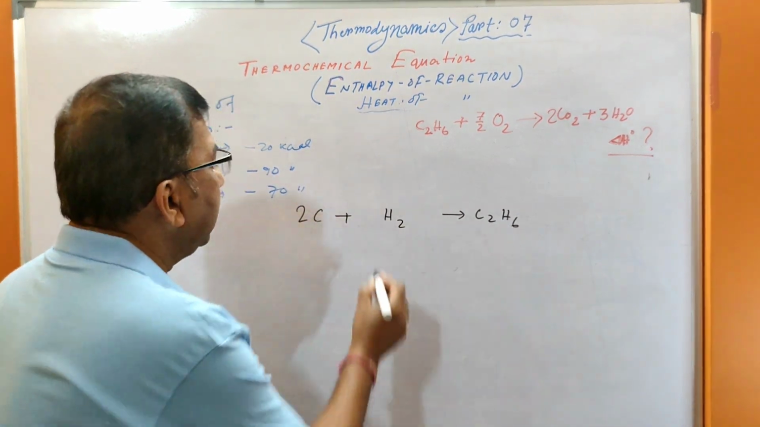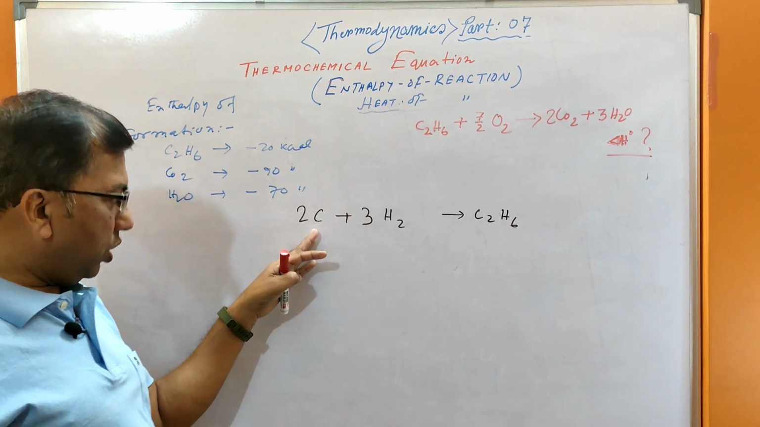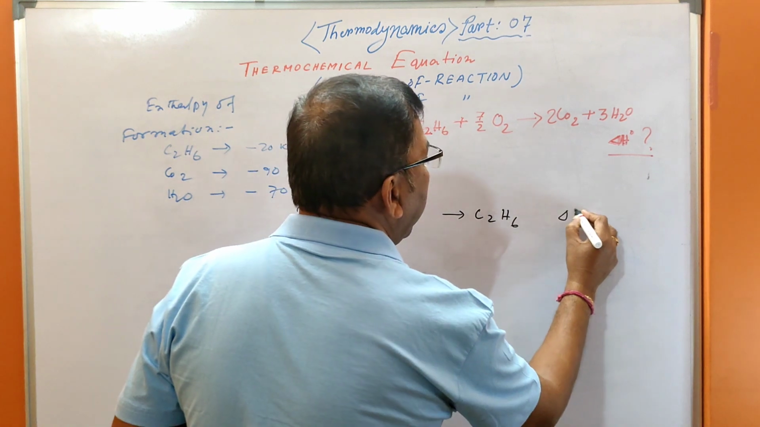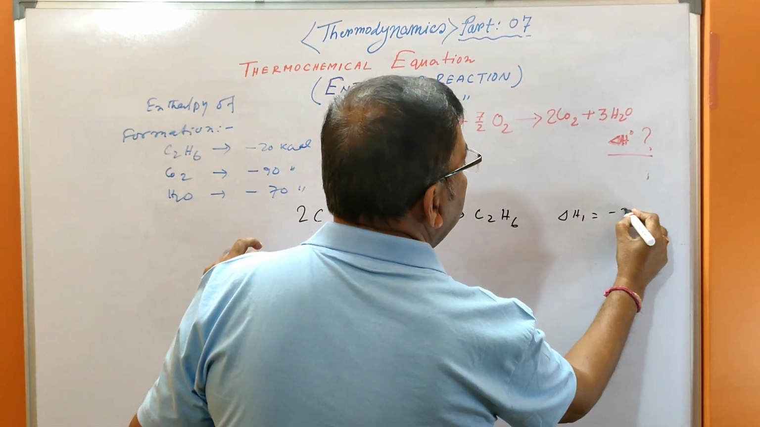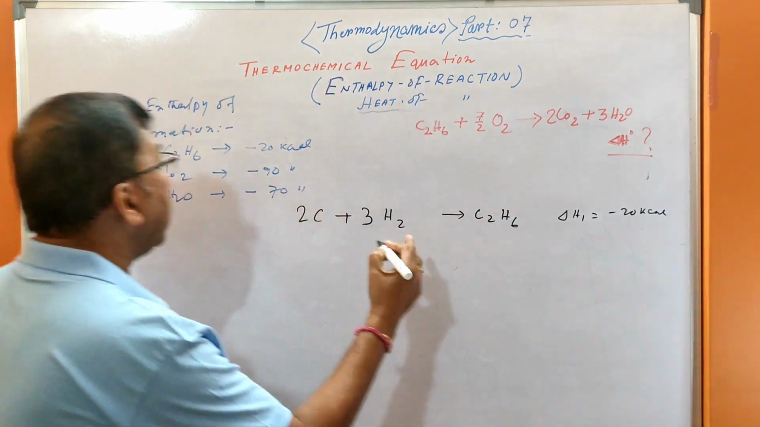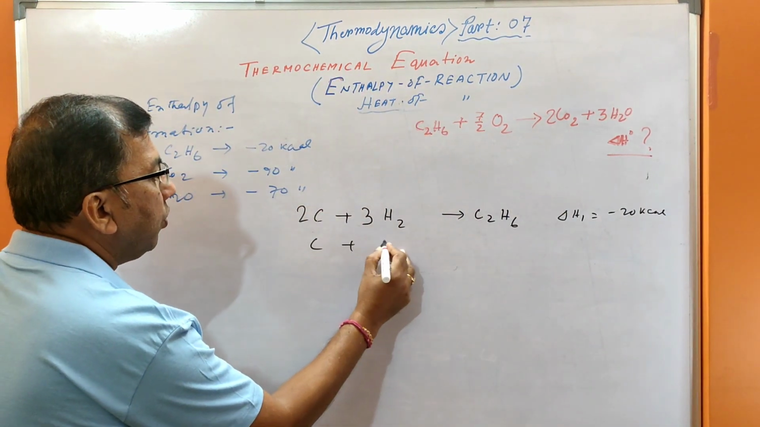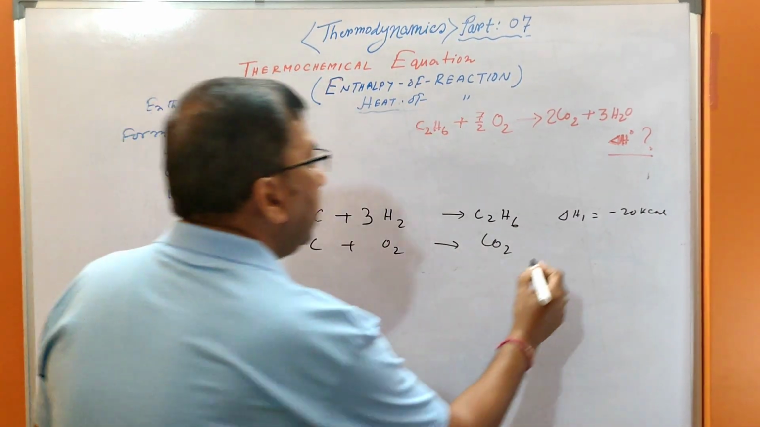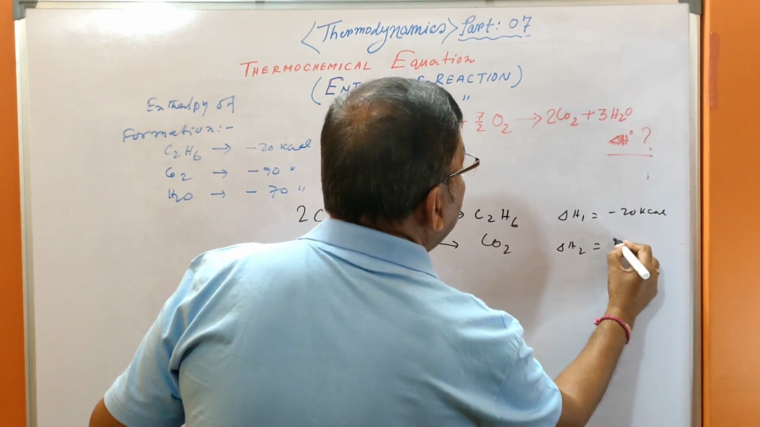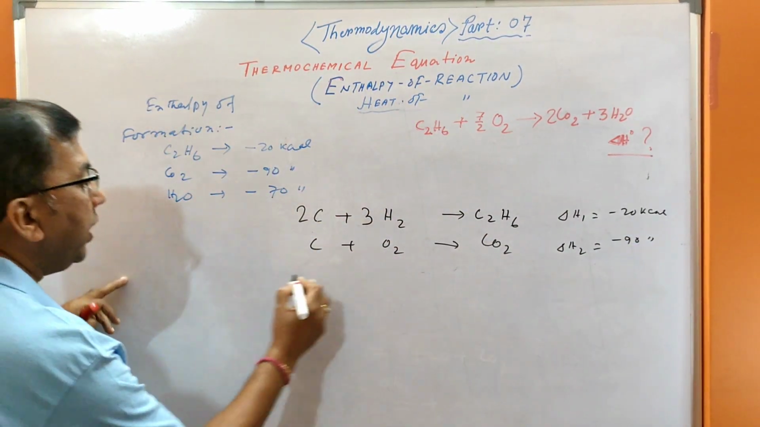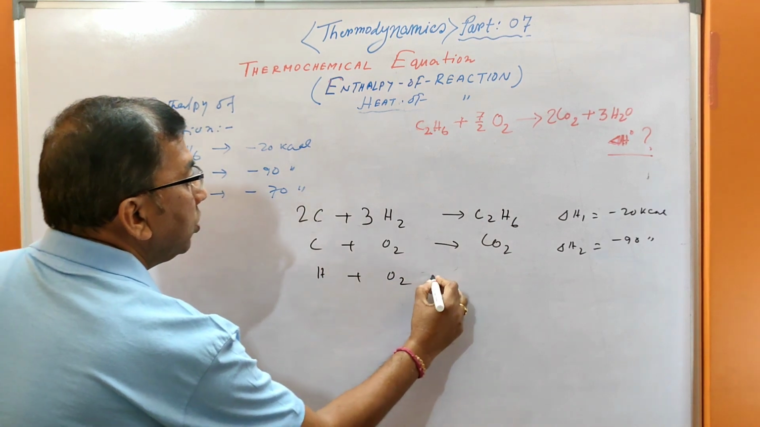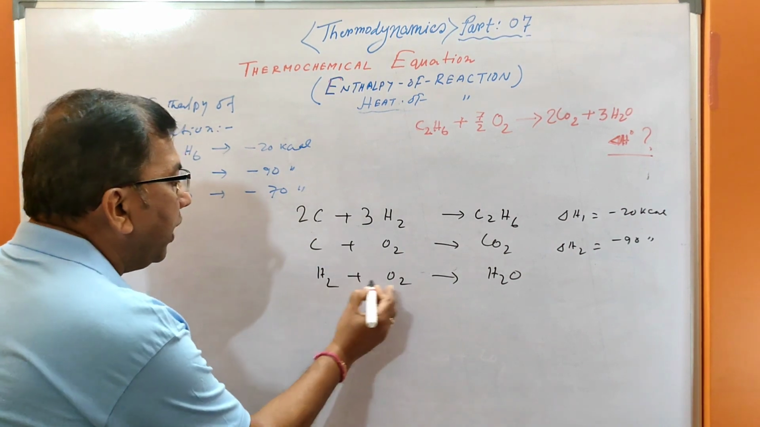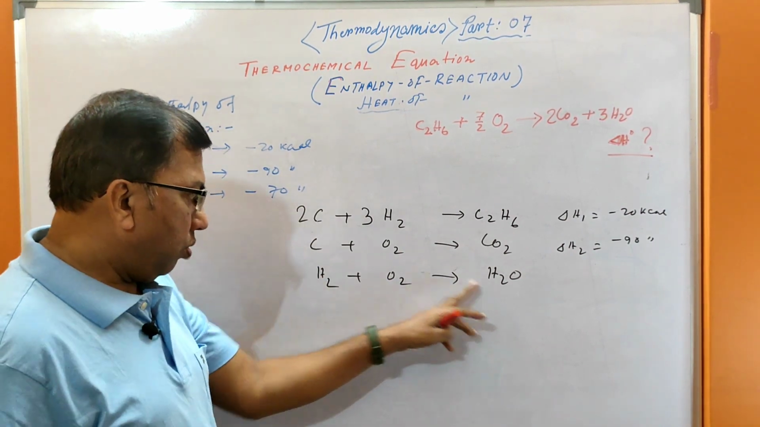H कितना है? 6, तो 3H2, क्लियर। 2C प्लस 3H2 gives C2H6, गिवन, इसमें डेल्टा H1 minus 20 kilo calorie given. Next come carbon dioxide. Carbon plus oxygen equals to CO2. It is clear. Carbon plus oxygen CO2. Here delta H2 is given minus 90 given already. Then water, H2 plus O2 gives water out here, that is H2 plus half O2.